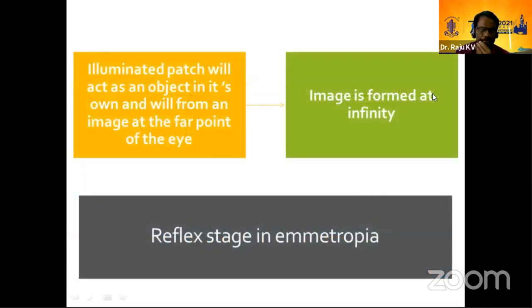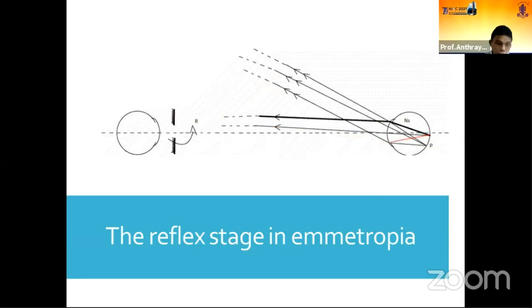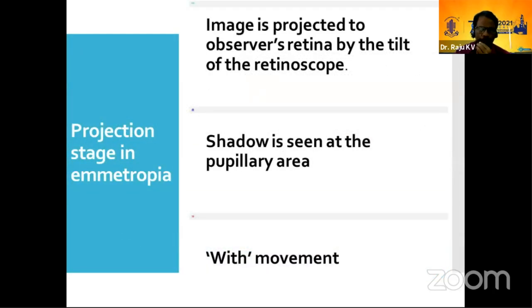Now you can see that the illuminated patch will act as an object on its own, and it will form an image at the far point of the eye. So the image is formed at infinity, and that is called the reflex stage. You can see the emergent ray, which is coming from the upper part of the pupil. That illuminated patch acts as an object, crossing the principal axis and reaching the retinoscope. And now it has to be projected onto the retina of the observer. The image has to be a shadow.